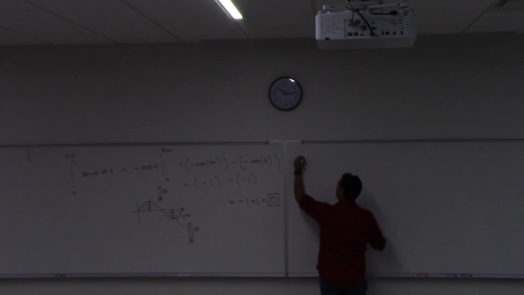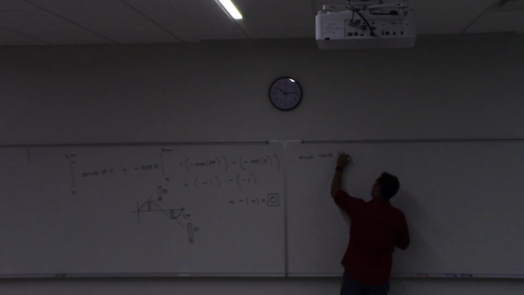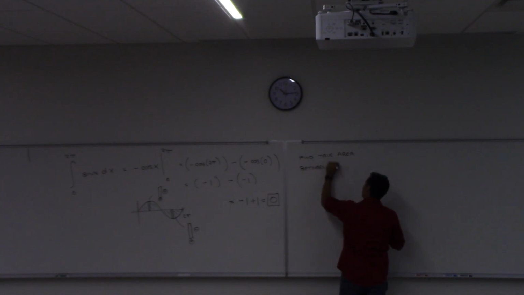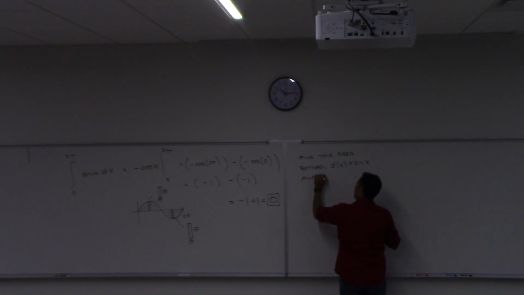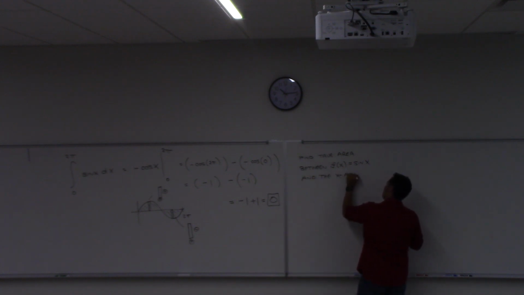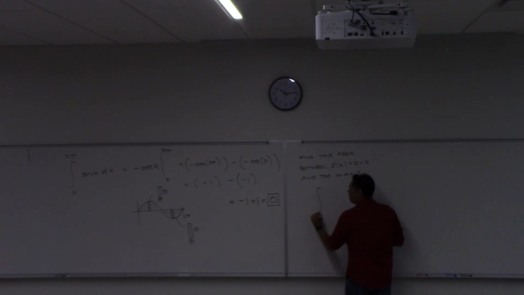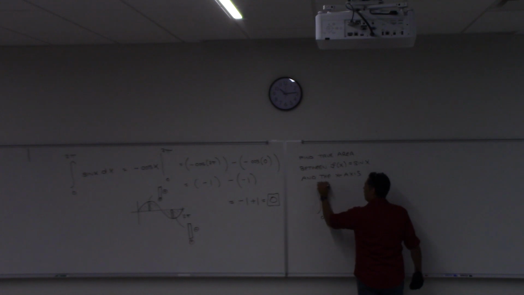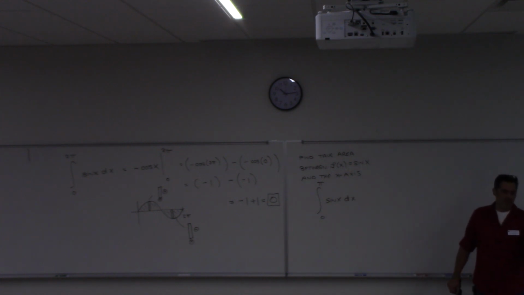Find the true area between f of x equals sine x and the x-axis. So for that, I'm using my knowledge of what the sine function looks like. I'm going to take my integral from 0 to pi, instead of 2 pi, of sine x dx. And then what did you suggest?